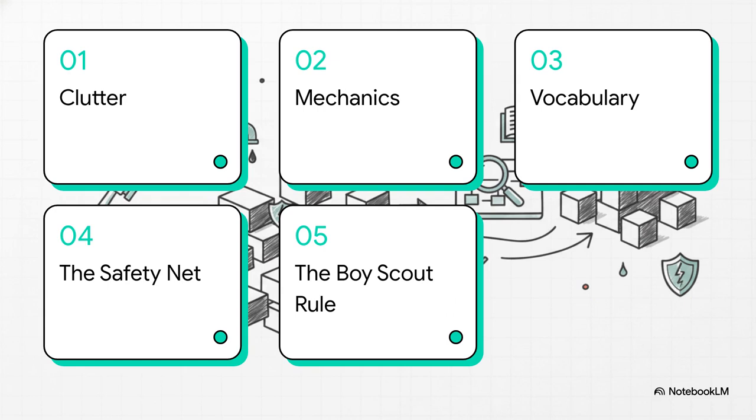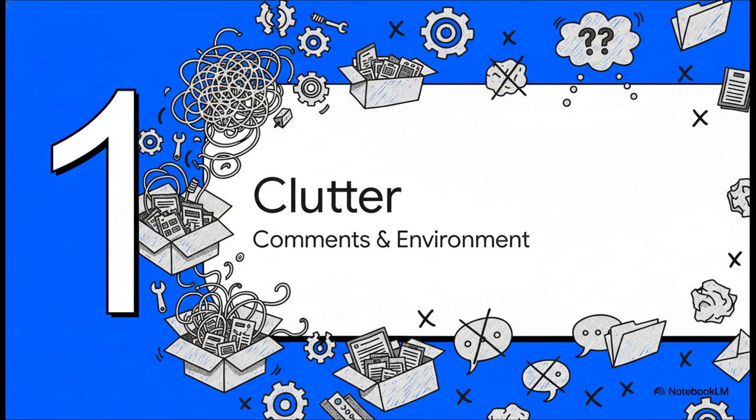To keep things manageable, we've organized these heuristics into 5 logical buckets: clutter, mechanics, vocabulary, the safety net, and finally, the Boy Scout rule. Let's start right off with bucket number 1, clutter, specifically comments and your build environment.